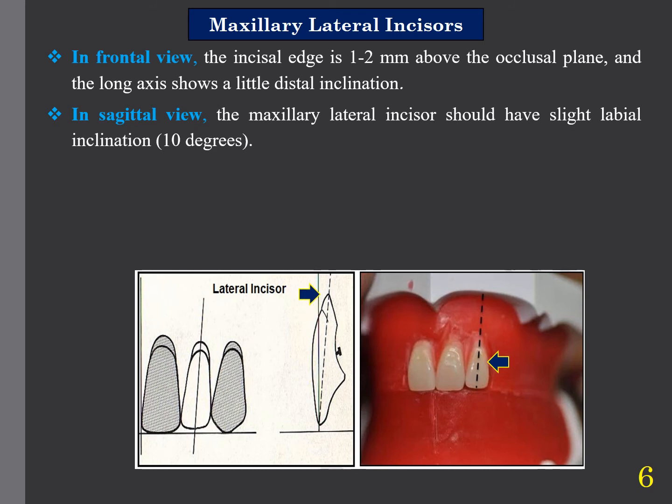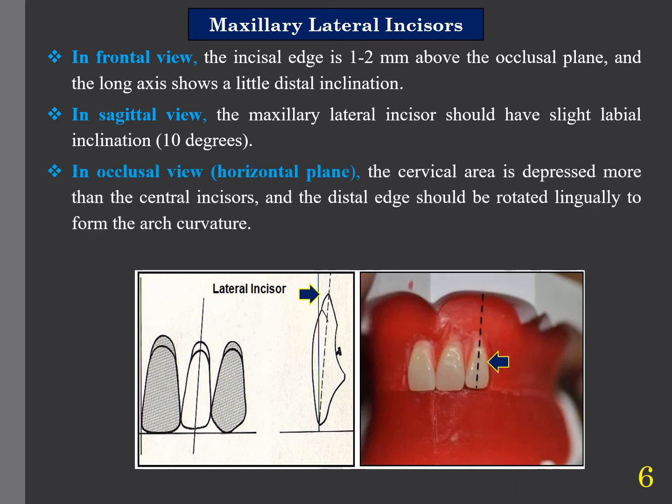In sagittal view, the maxillary lateral incisor should have slight labial inclination, about 10 degrees. In occlusal view, the cervical area is depressed more than the central incisors, and the distal edge should be rotated lingually to form the curvature of the arch.